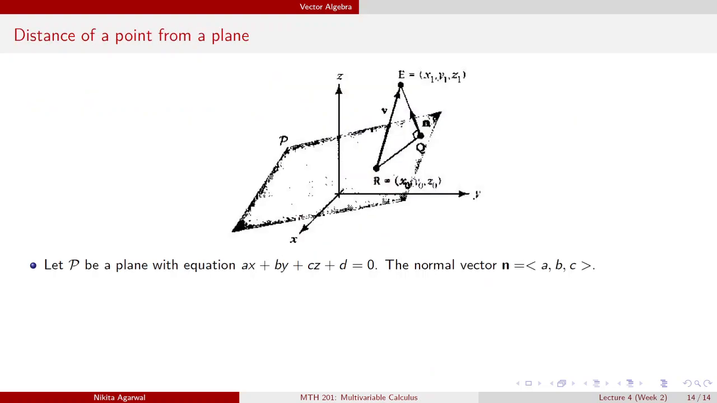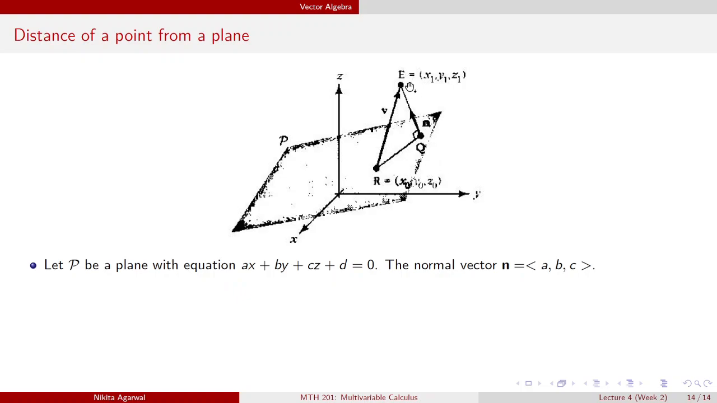So now let us look at the distance of a point from a plane. So what have we done so far? We looked at the equation of a plane, then the angle between planes. Now we are looking at the distance of a point from a plane. So suppose this is the plane that is given to you, and this point E is the point outside the plane. You want to look at the distance from this point to the plane.